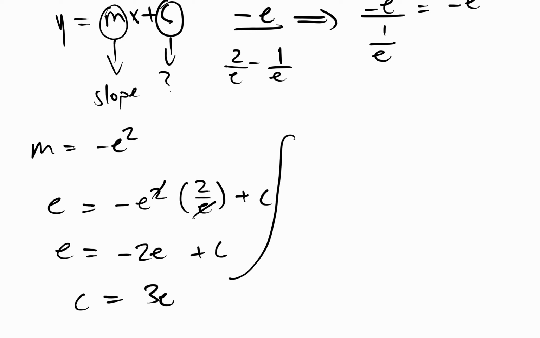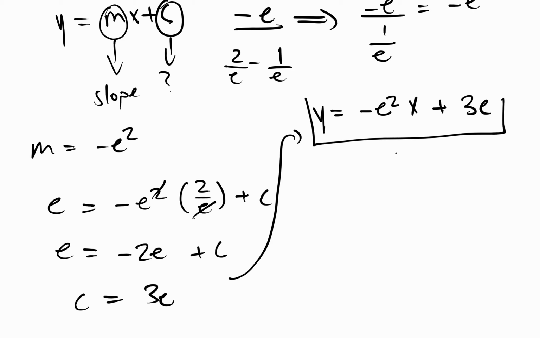Now if I put everything I know into this y is equal to mx plus c, I get y is equal to m, which I got is negative e square, and then we need to put our x, plus 3e. Okay, and that is our equation of the tangent.